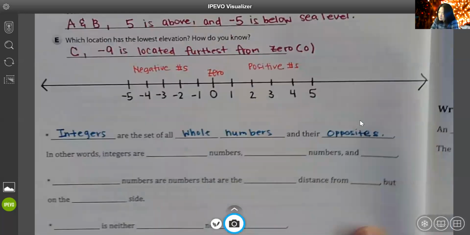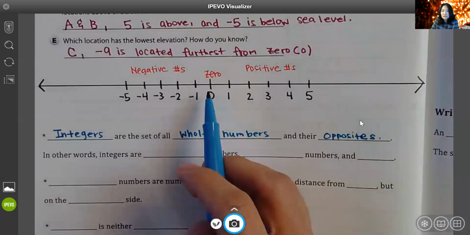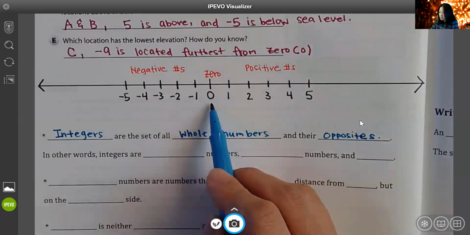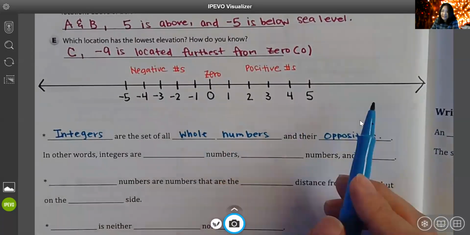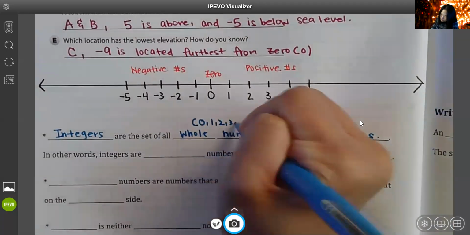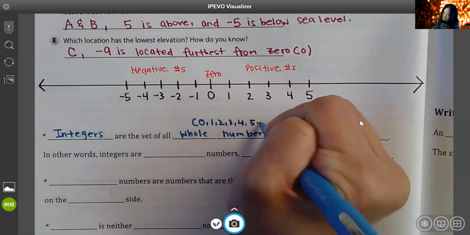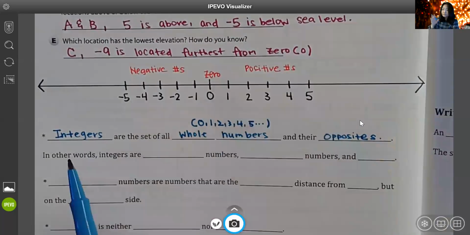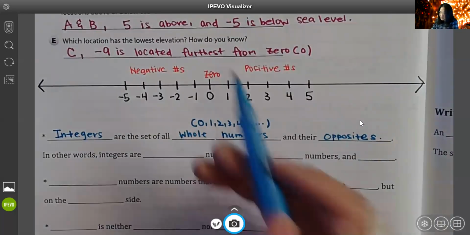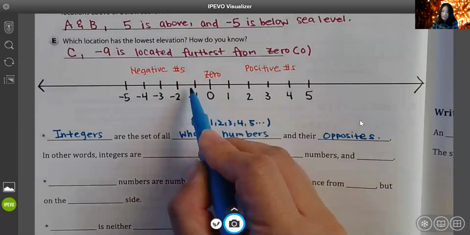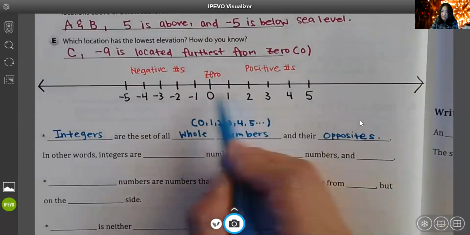So let's take a look at what integers are. Integers are a set of all whole numbers. Whole numbers are 0 through 5 and on, so 0, 1, 2, 3, 4, 5, and it keeps on going, so I'll do dot, dot, dot. And their opposites. Now, opposites are kind of common sense. We're going to talk about the definition in a minute, but the opposite of 1 would be -1. The opposite of 2 would be -2.